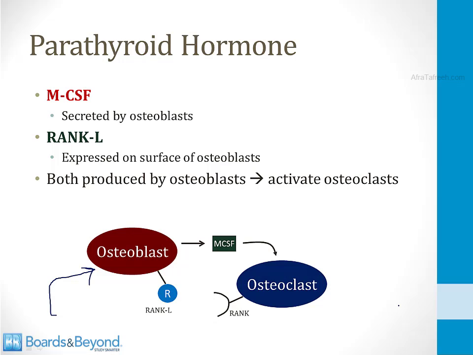And they do this through the mechanisms we talked about before. Osteoblasts can make MCSF and secrete that. They can also express RANK L on their surface, and both of these will activate the osteoclasts, and that's how parathyroid hormone can lead to bone breakdown.